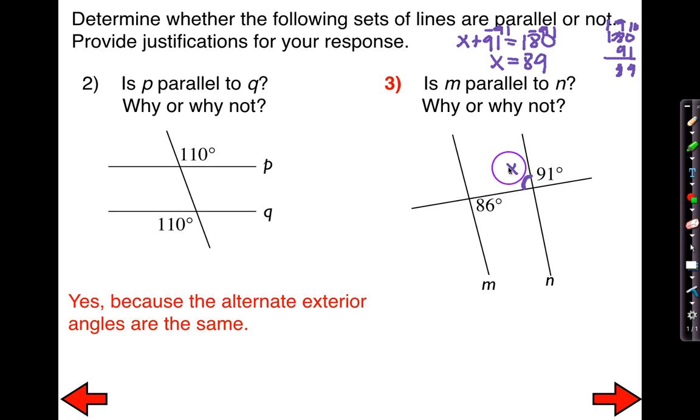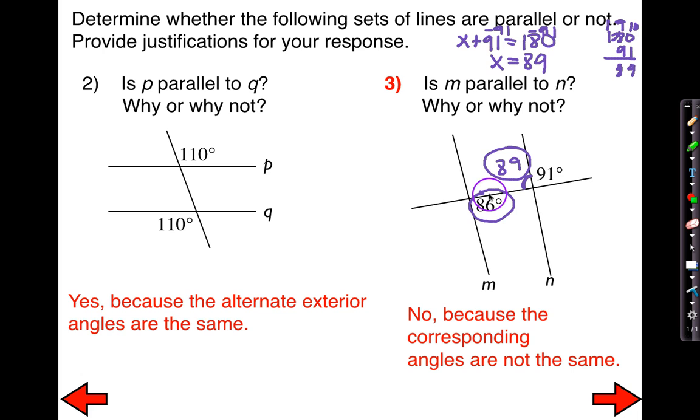So here I know this angle is going to be 89 degrees. Now here, these two angles do have a relationship. They're alternate interior angles. They're on the inside of the parallel lines. One's on the left, one's on the right. Guess what? Here, if the lines were parallel, alternate exterior angles should be congruent. Guess what? They are not.